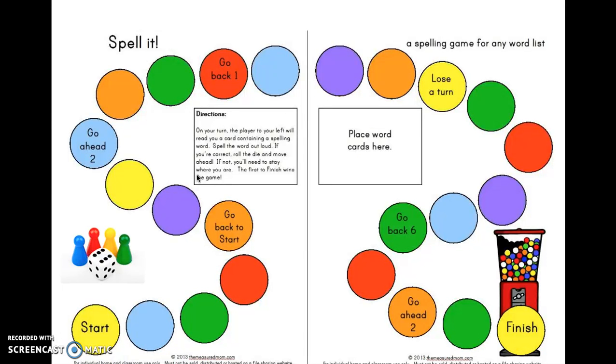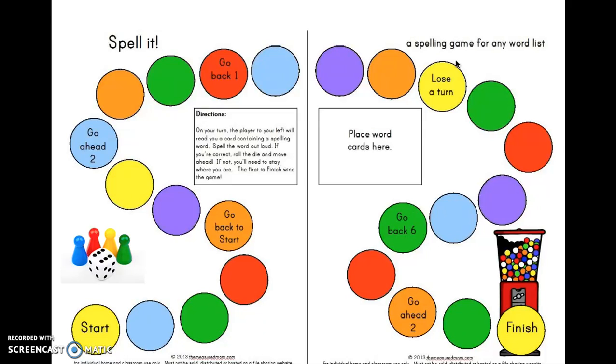So this is the picture of the board game that I chose on Google. The directions are: on your turn, the player to your left will read you a card containing a spelling word. So they would have the deck of cards, and they would obviously go there. The student would spell the word out loud. If they are correct, they will roll the die and move ahead. If not, they'll need to stay where they are. The first to finish wins the game.